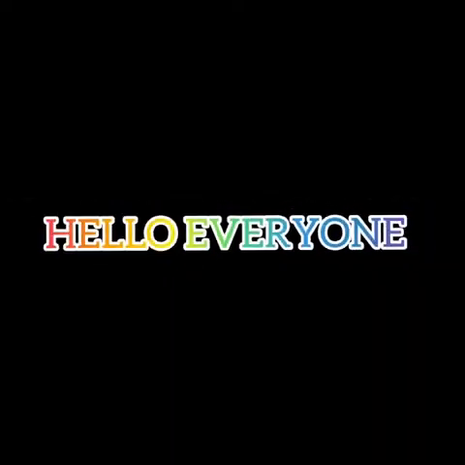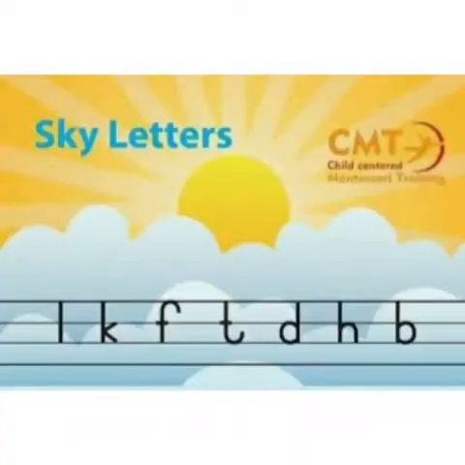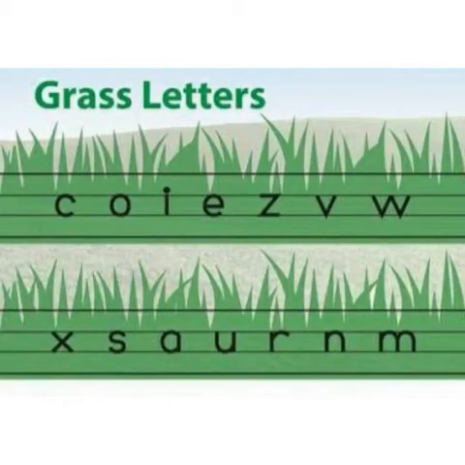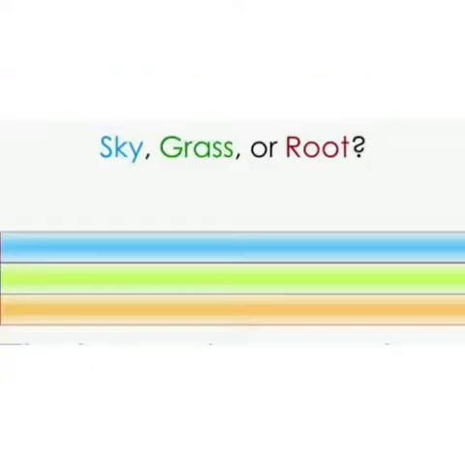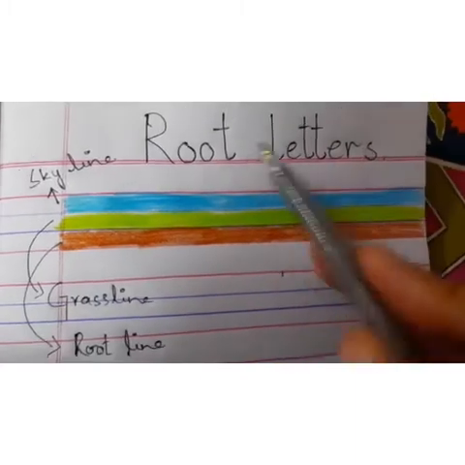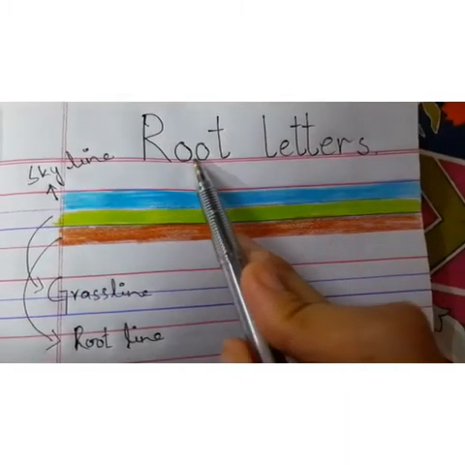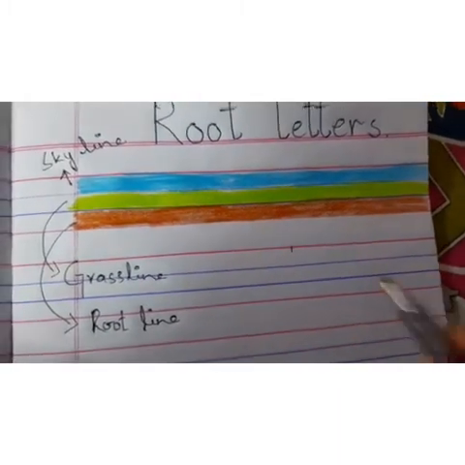So today the topic of discussion is the root letters. We have already discussed the sky letters and the grass letters. The sky letters are those that touch the first line, the grass letters are those that touch the second line, and the root letters are those that touch the fourth line. In this picture, the blue line shows the sky letters, the green line shows the grass letters, and the brown line shows the root letters. Okay, so we are going to find out the root letters today.